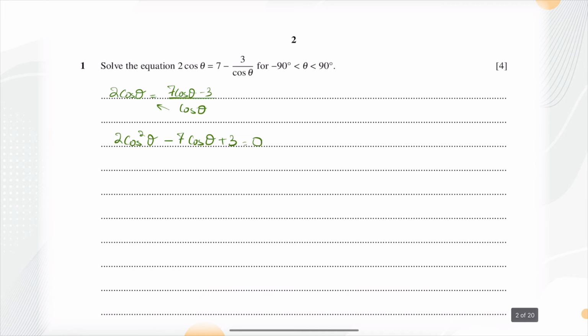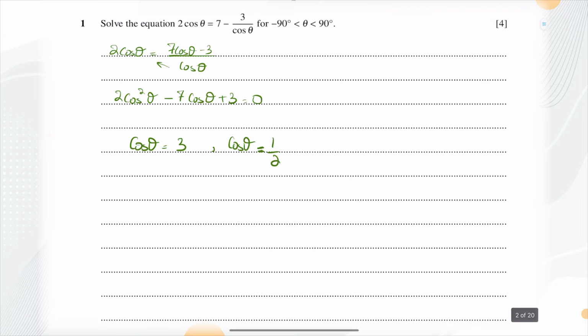You can solve it by using substitution or you can do it directly. I would suggest let's just do it directly to save some time. So I'm going to use a calculator over here. So we have two values of cos theta. One of them is equal to 3, okay, and the other value of cos theta is equal to 1 upon 2. Now which solution should I completely ignore? Cos theta equals to 3 or cos theta equals to half?